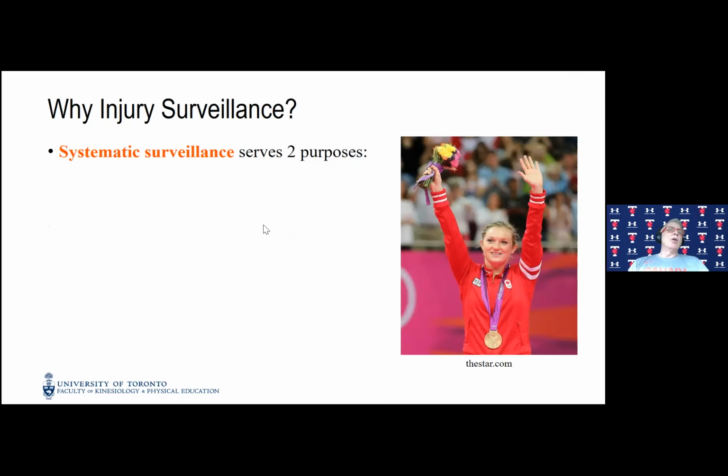So why do we want to do injury surveillance? What are we talking about? We're talking about systematic surveillance, of course, of large populations, be they groups of athletes or whole populations, as opposed to individual diagnoses of injury.